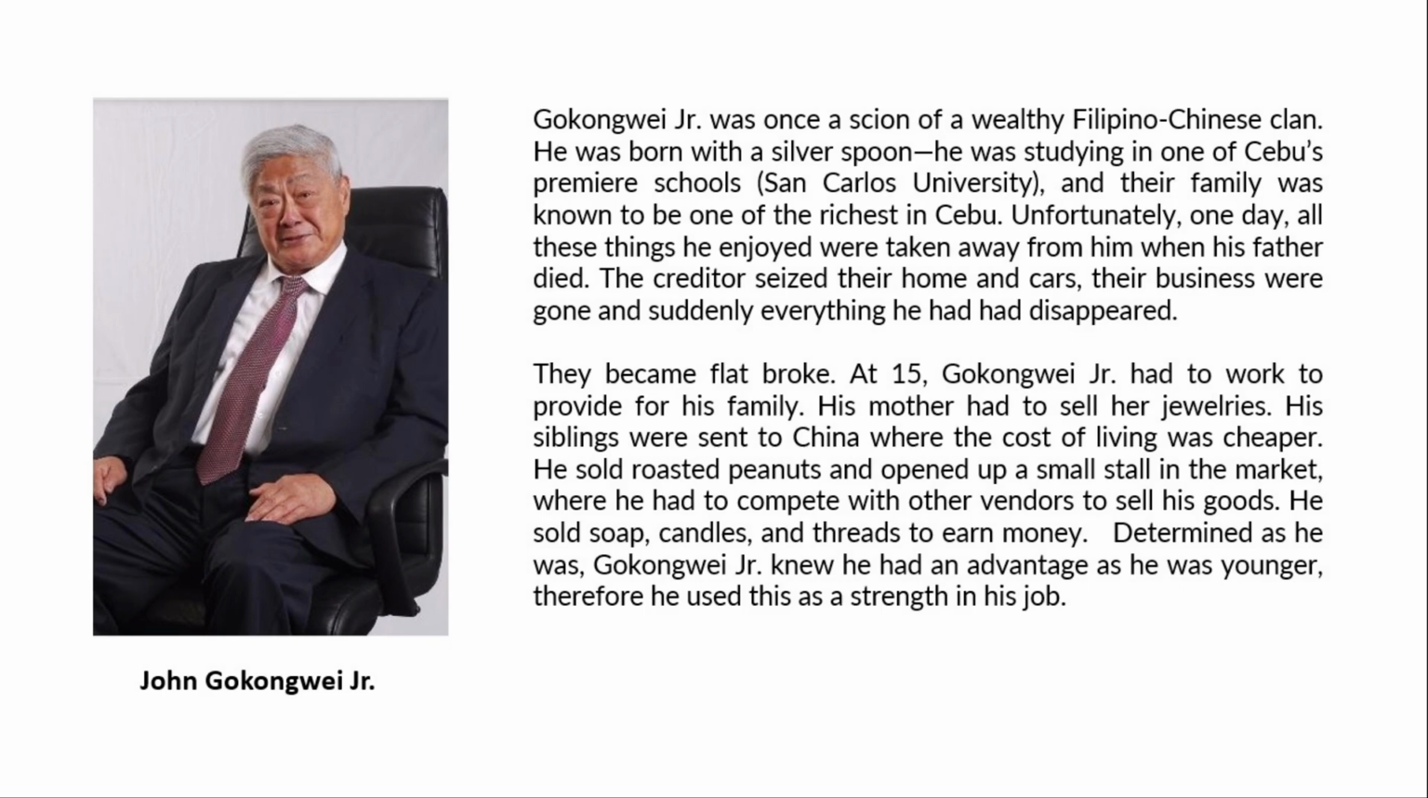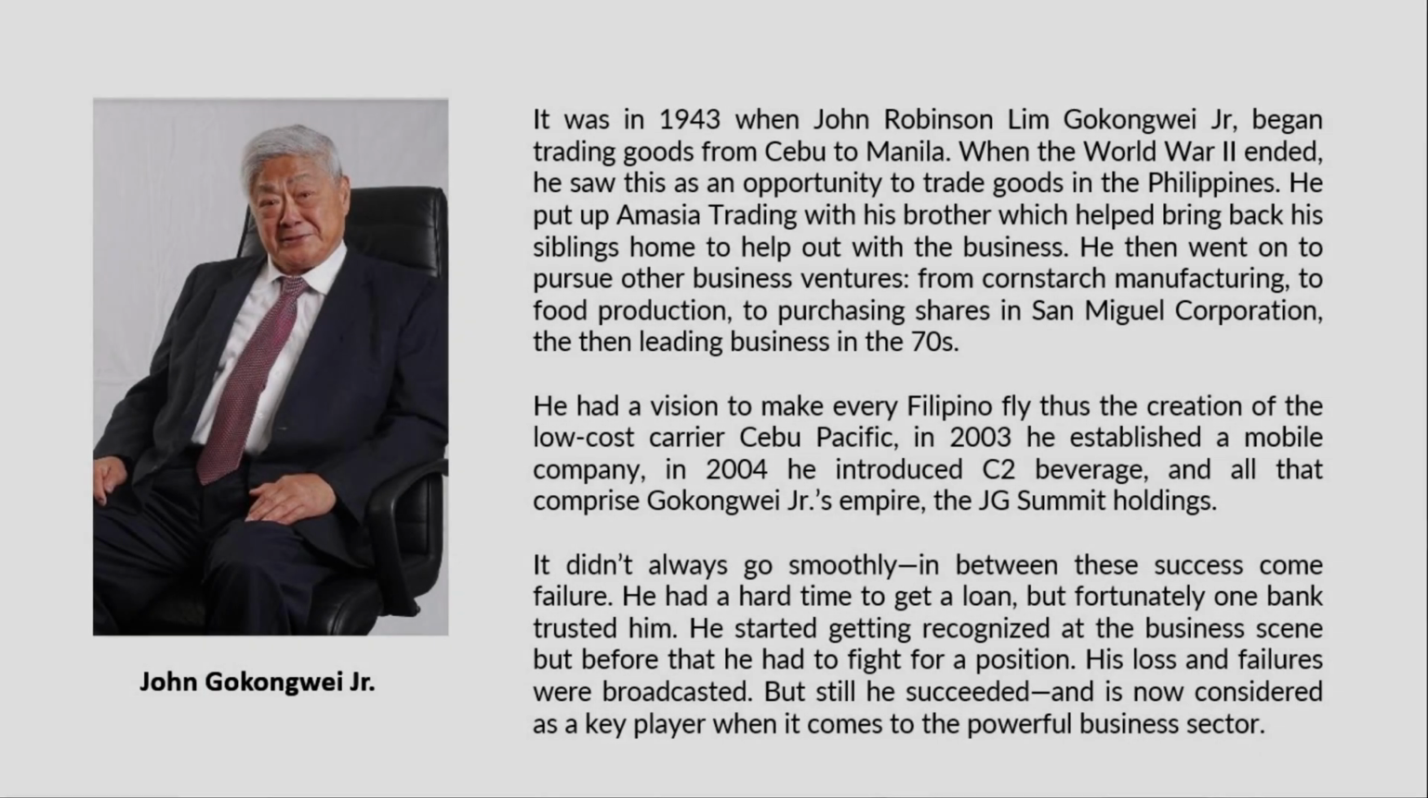Determined as he was, Gokongwei Jr. knew he had an advantage as he was younger, therefore he used this as a strength in his job. It was in 1943 when John Robinson Lim Gokongwei Jr. began trading goods from Cebu to Manila. When World War II ended, he saw this as an opportunity to trade goods in the Philippines.